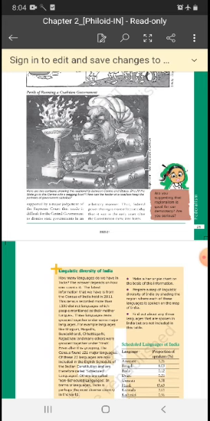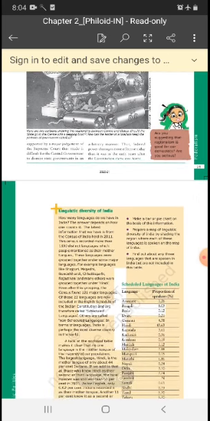Seats are reserved in elected bodies and the executive heads of these institutions for scheduled castes, scheduled tribes, and other backward classes. Next, at least one-third of all the positions are reserved for women. Next, a State Election Commission has been created in each state to conduct panchayat and municipal elections.